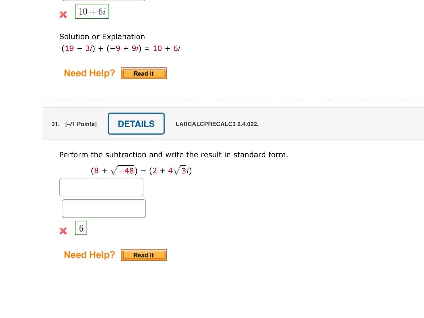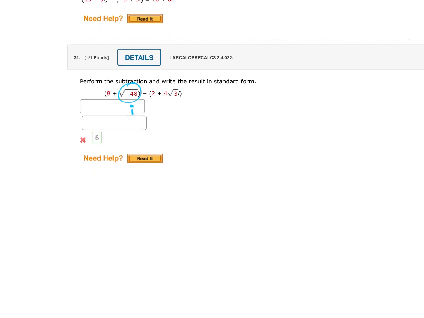For something like 31, where we have to simplify first, you guys know how to break down a radical. A negative under your square root would turn into an i. So this would give you an i. Then you would combine your like terms. You guys can do these. Yes.